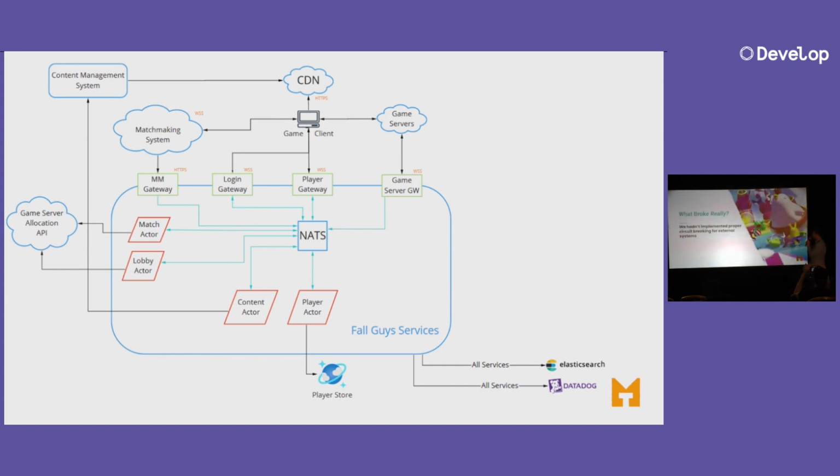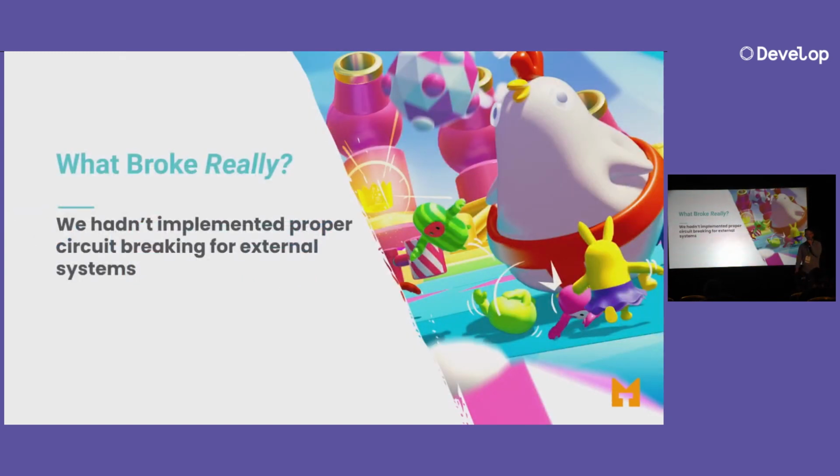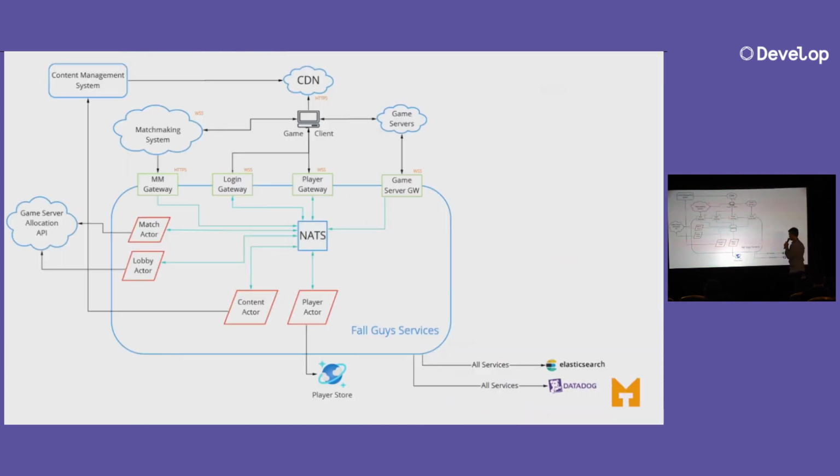Anyway, moving on. Now I've given you a bit of context, what actually broke. We hadn't implemented proper circuit breaking for external systems. If I showed you this slide before, you can see there's quite a few crucial things. This, not so important. This, very important. If you can't allocate servers and you have like 500,000 players trying to play, you're having a bad time.